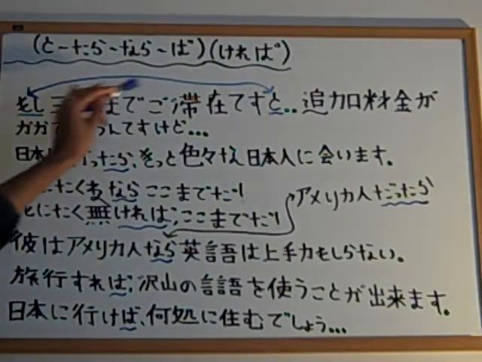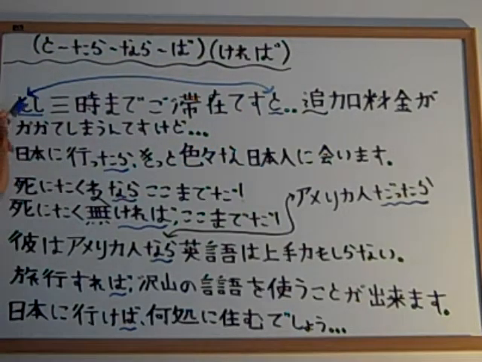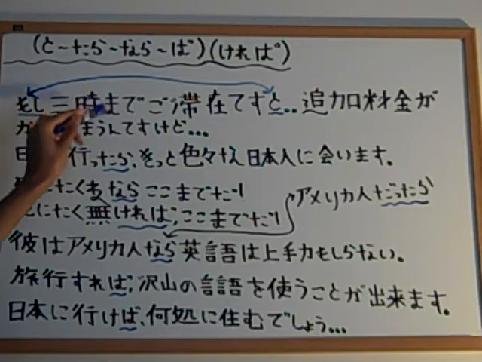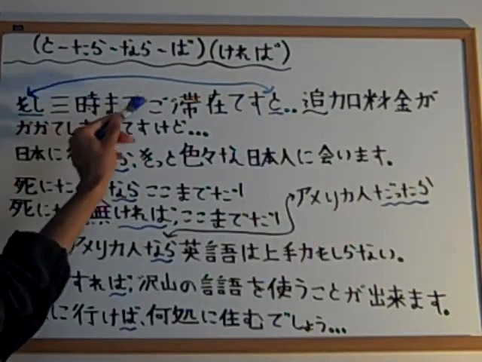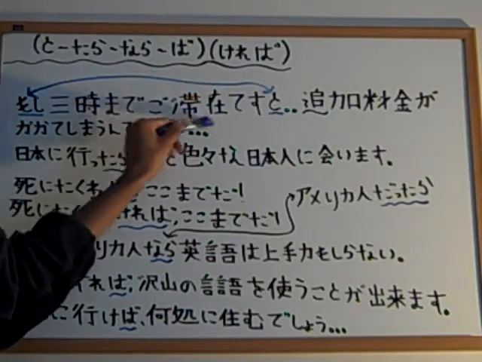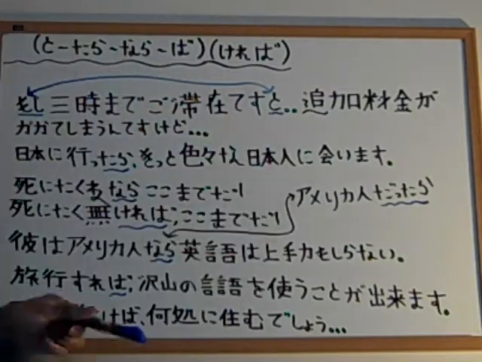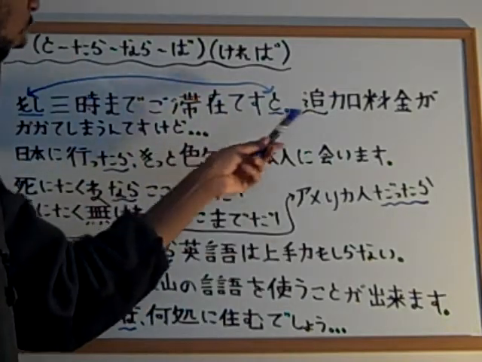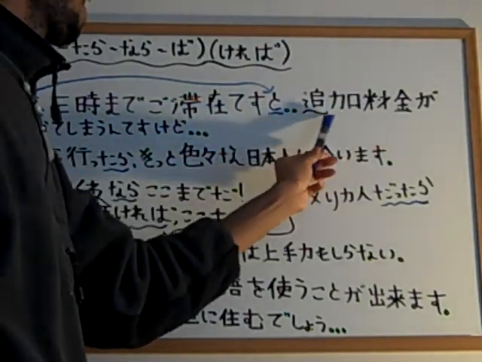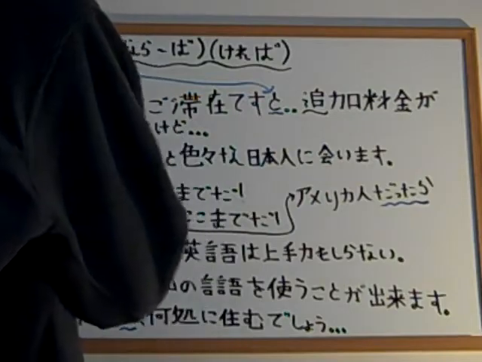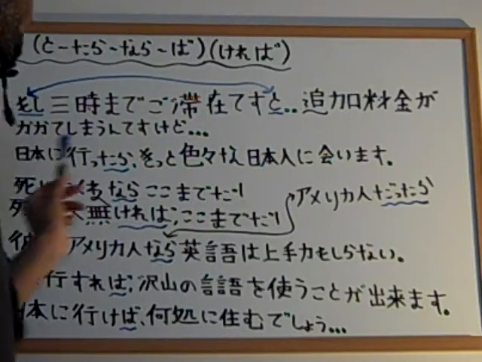So moshi again goes together with to, which means "if." Sanji is 3 o'clock, and sanji made is "up until." Taizai means stay, your stay, and the go here just makes it formal. So go taizai desu to means "if your stay will be up until 3 o'clock." Tsui karyokin means extra charge.